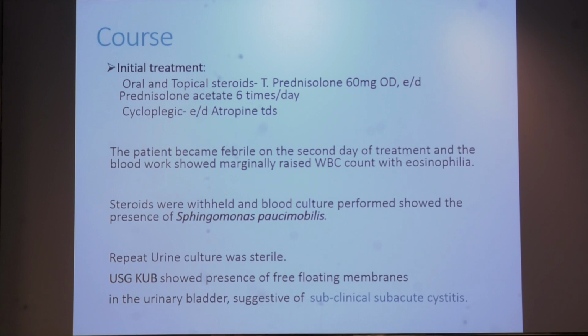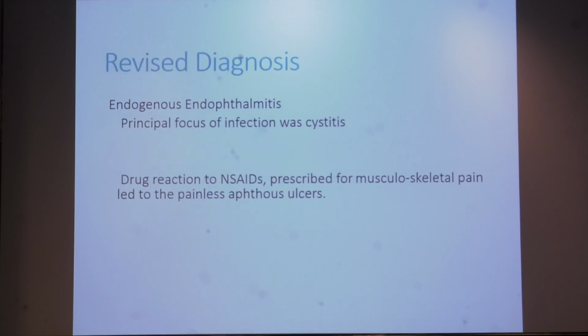But the patient became febrile on the second day of treatment and the blood work showed marginally raised WBC count with eosinophilia. The steroids were withheld and blood culture was performed, which showed the presence of Sphingomonas paucimobilis, a rare organism. The repeat urine culture was sterile, but the USG KUB showed presence of free-floating membranes in the urinary bladder, which was suggestive of subclinical subacute cystitis. There was a revised diagnosis of endogenous endophthalmitis in this patient, with the principal focus of infection being cystitis. Drug reaction to the NSAIDs prescribed for the musculoskeletal pain of the knee led to the painless aphthous ulcers.